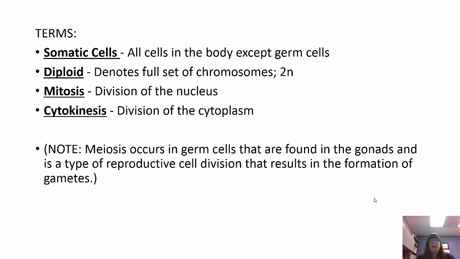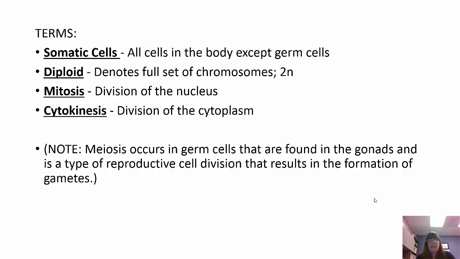So some terms: somatic cells are all the cells in the body except for the germ cells, which, remember, the germ cells are your sex cells, so the ova and the sperm. Diploid denotes a full set of chromosomes, so 2N. Mitosis is the division of the nucleus, and cytokinesis is the division of the cytoplasm.